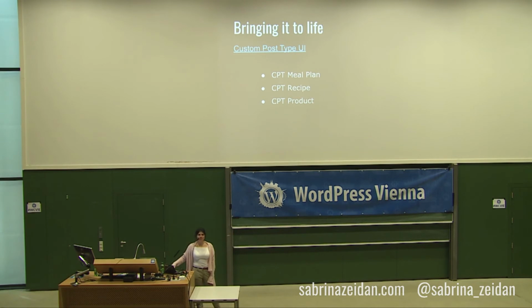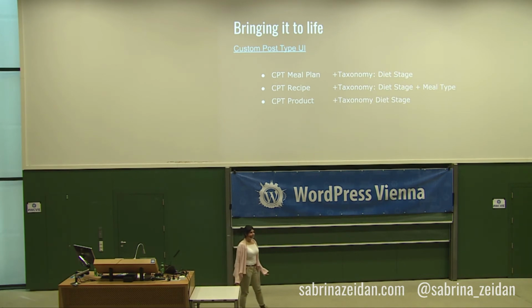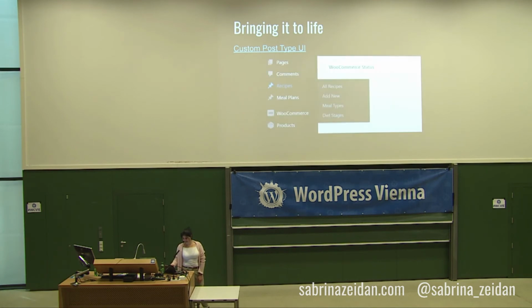And then obviously some taxonomies. We added a diet stage taxonomy, because you can't eat the same products on different diet stages. And the meal type, like whether a recipe is a soup or a dessert, so we have another taxonomy for that as well. This was done with Custom Post Type UI. So that's how it looks in the WordPress dashboard. Pretty simple.